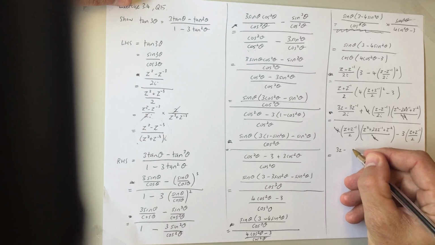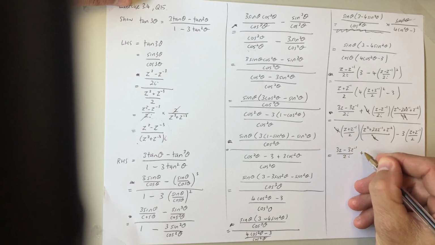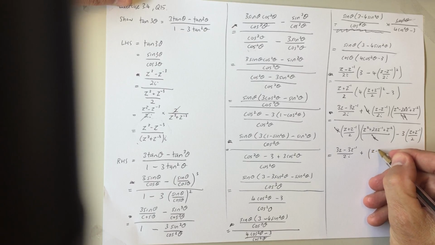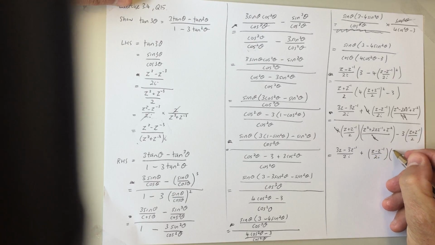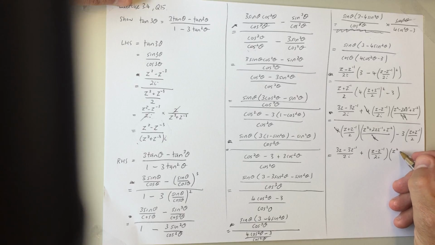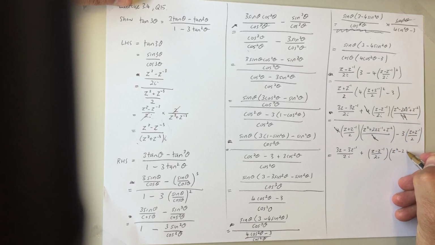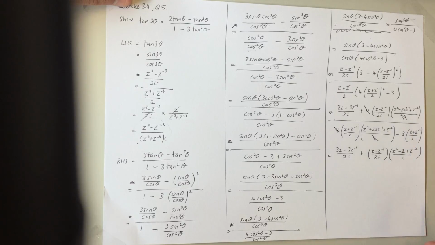So (3z subtract 3z to the power of -1) over 2i plus (z subtract z to the power of -1) over 2i times by z squared. Remember, this here is going to become just the subtraction of 2, plus that's 2 plus z to the power of -2, and that was all over 1. Okay, because that cancelled out.